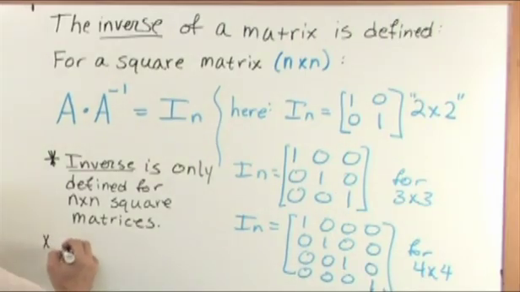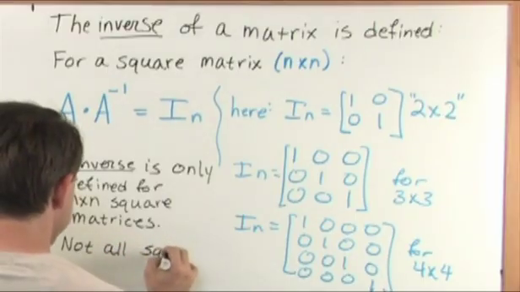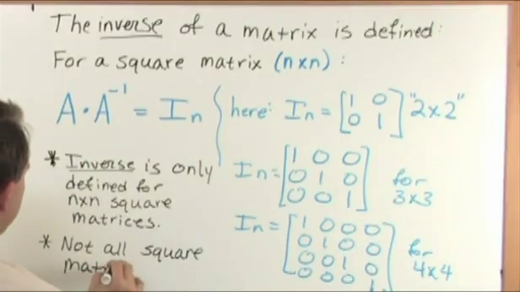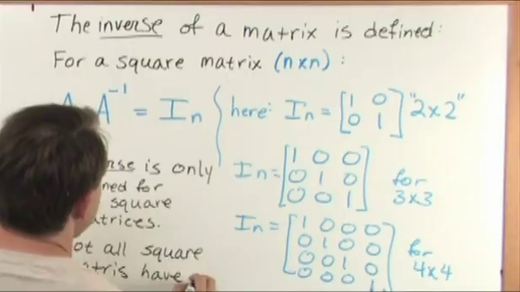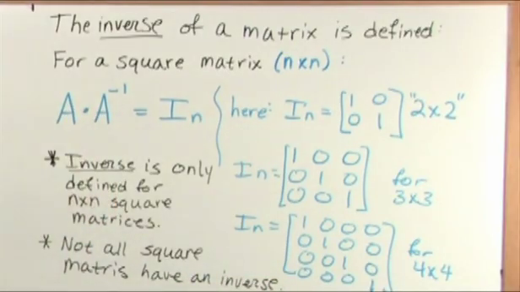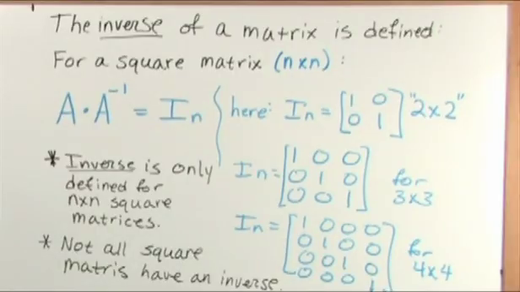And the final thing is, not all square matrices have an inverse. Most of them do, but not all of them do. So as you start calculating them, and we'll see why in a minute, you might find that the matrix actually doesn't have an inverse at all. And that just means that the matrix that you were given, it's impossible, again, to find an inverse, so that when you multiply them, you get the ones along the diagonal.